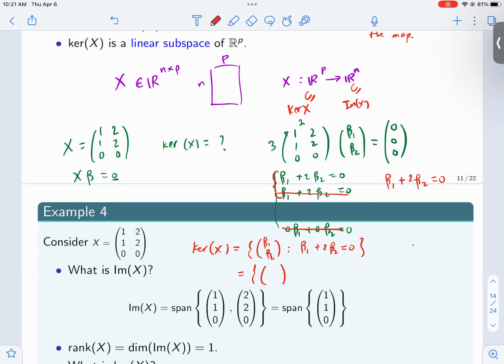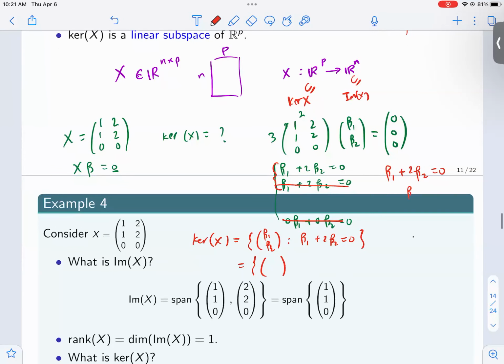The set of all vectors, can you say it again? Beta 2 is negative half of beta 1. You can solve for one in terms of the other. So beta 2 is negative 1/2 of beta 1, and then I can write it as beta 1, minus 1/2 beta 1, and then 0. And beta 1 can be anything. If I factor beta 1 out, you can see 1, minus 1/2, 0, where beta 1 is in R.